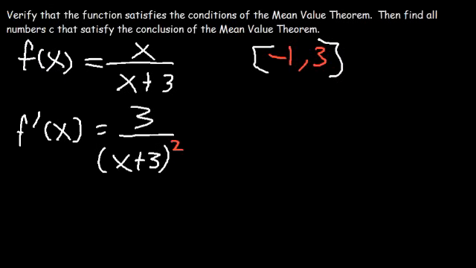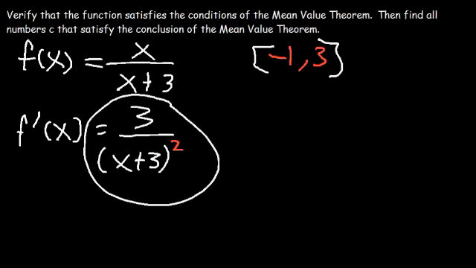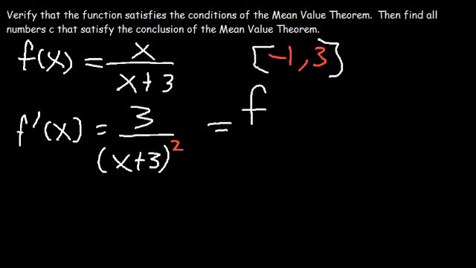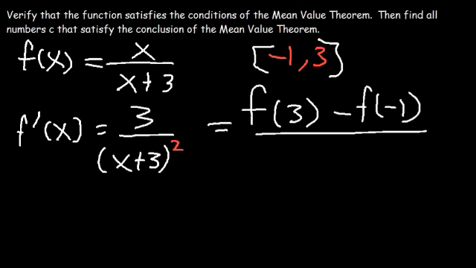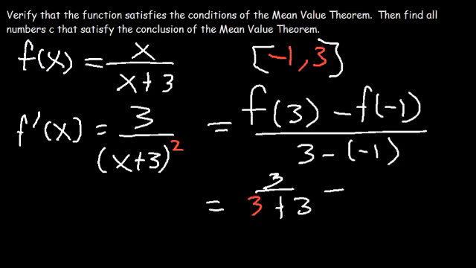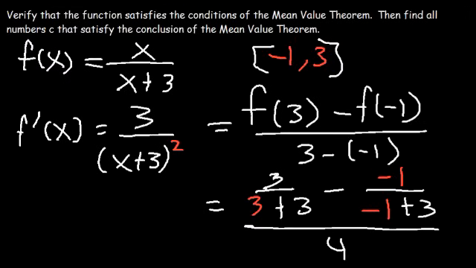So f prime of c, which is going to be the derivative of the function, is equal to f of b minus f of a, divided by b minus a. So f of 3, that's 3 over 3 plus 3. F of -1, that's -1 divided by -1 plus 3. And 3 minus -1 is 4.